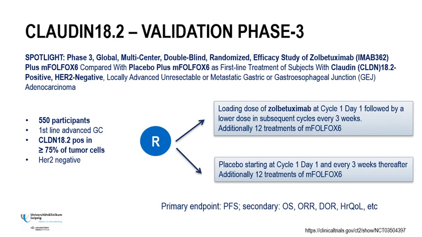Patients will receive either modified FOLFOX as a control regimen or modified FOLFOX and Zolbetuximab as the investigational regimen. The primary endpoint will be PFS, secondary endpoints will be overall survival, overall response rate, duration of response, health-related quality of life, and others.